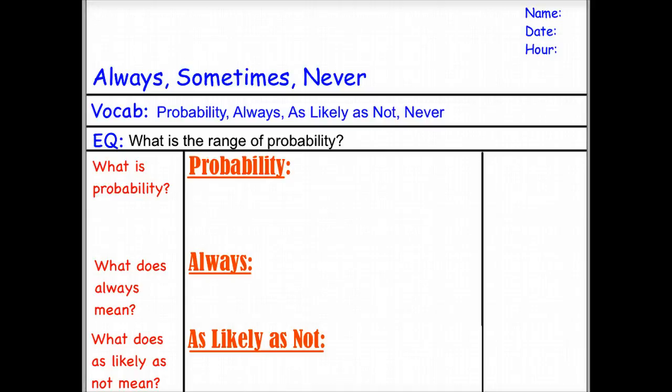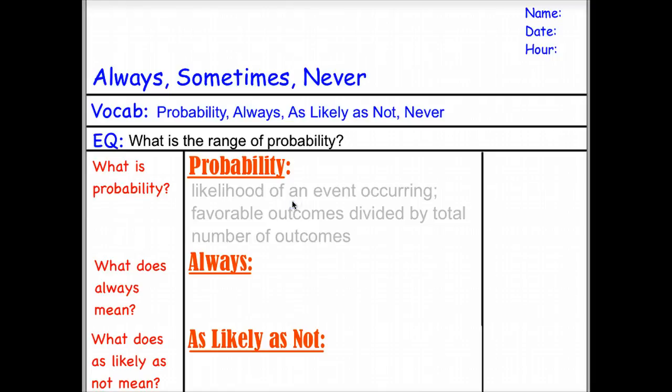Now that we've had the opportunity to get familiar with all the different ways to count total numbers of outcomes, we want to get into the actual concept of probability. Probability is the likelihood of an event occurring. It's your number of favorable outcomes, or outcomes that we want to happen, divided by the total number of possible outcomes. And probability always ranges from 0 to 1.